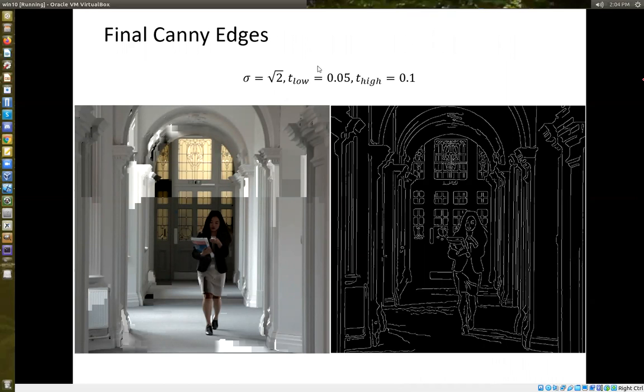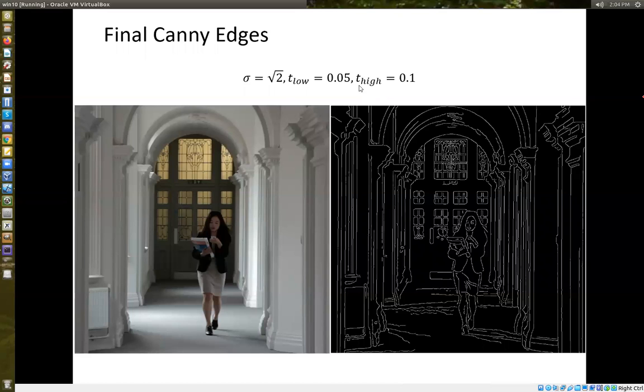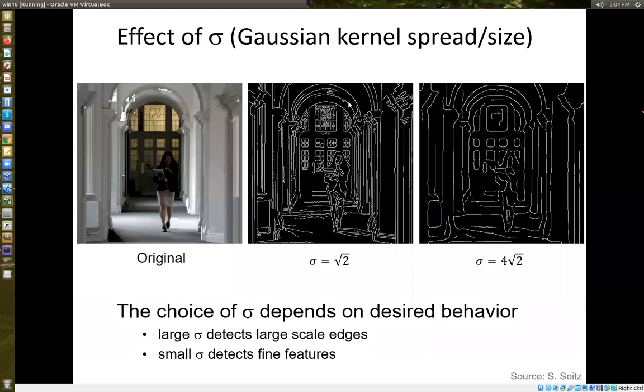I don't know how T low and T high work, but in OpenCV they apparently have a different kind of unit for this threshold. If I test that, the value is like 100 or something. Anyway, you can test it out. So this is the effect of changing the spread. If you have larger smoothing at the beginning, then of course you will eliminate more edges right at the beginning. So you have three parameters you can tune basically.